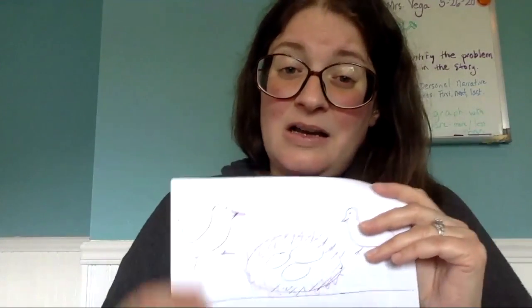So I might say, first, I saw some robins in my yard. They like to eat worms. Next, I saw the robins building a nest. They flew back and forth for hours. Last, I saw Mama Robin sitting on her eggs. She did it every day. So that's how I could think about it and talk about it.